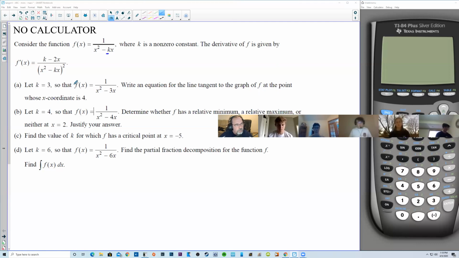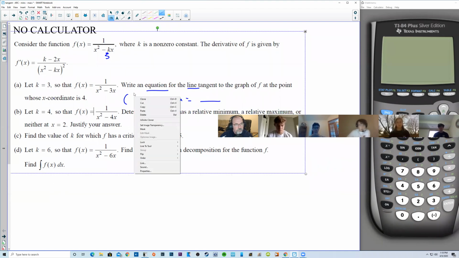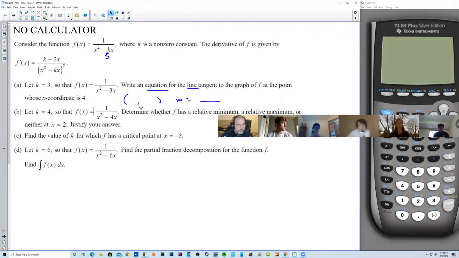Let k equal 3, so they put 3 in for k there. Write an equation for the line tangent to the graph of f at the point whose x-coordinate is 4. So we need a point and we need a slope, because we're writing a tangent line just like any other time. So the x-coordinate is 4.